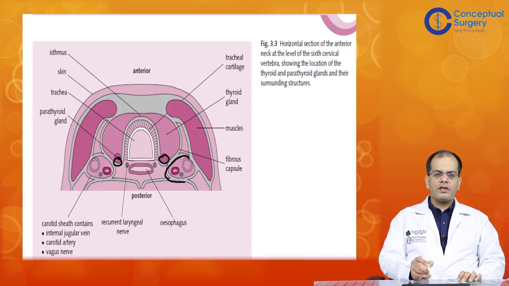Here is the carotid sheath which harbors the vagus, the common carotid artery and the internal jugular vein, and of course this would be the prevertebral fascia. It is covered on its part by the muscles. In the midline you are going to have the strap muscles and laterally you are going to have the sternocleidomastoid.